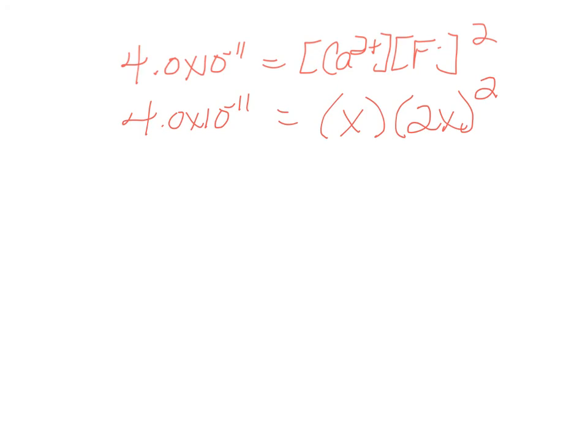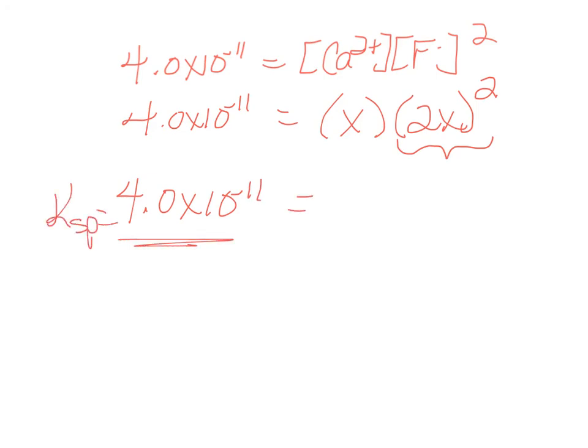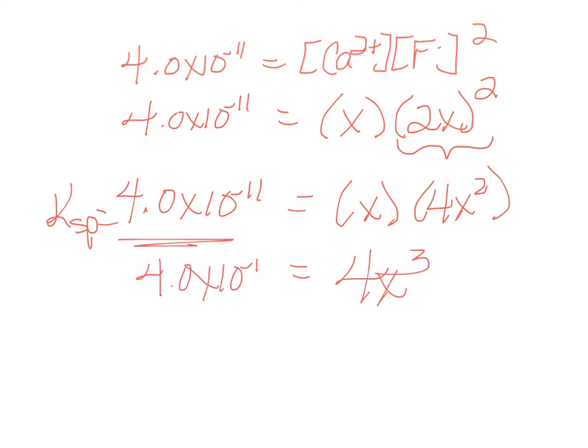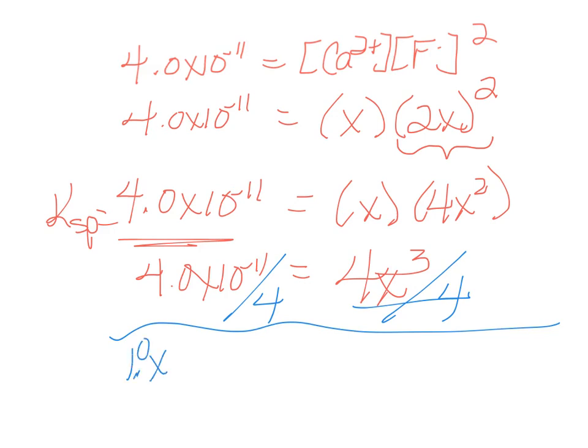Now remember what I said about 2X in parentheses squared. So if you do your algebra correctly here, this Ksp value is equal to X times 4X squared, or 4X cubed. Okay. To simplify and solve for X, the first thing you want to do is divide both sides by 4. Okay, so it made the math easy here. That means that 1 times 10 to the minus 11 equals X cubed. And that means that X is the cube root of 1 times 10 to the minus 11.